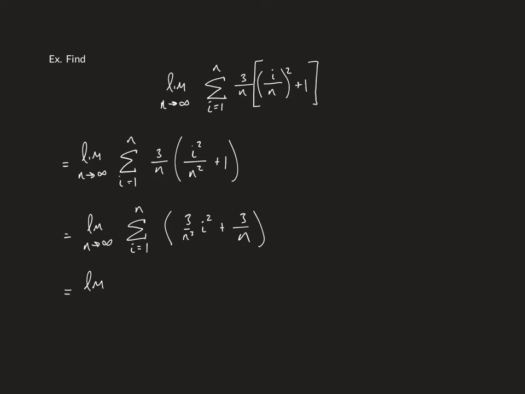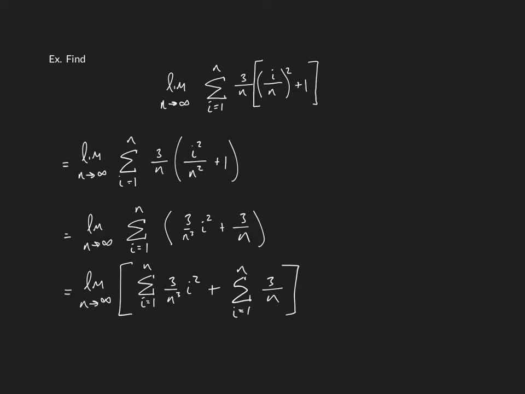So I have the limit as n approaches infinity of, and I'll use a square bracket just to show that this is a pretty large component, the sum from when i is 1 through n of 3 over n cubed times i squared plus the sum from when i is 1 through n of 3 over n. And I'm going to attempt to use some of those theorems from yesterday to make these things easy to work with. And remember that i is the variable here. Everything else is a constant.